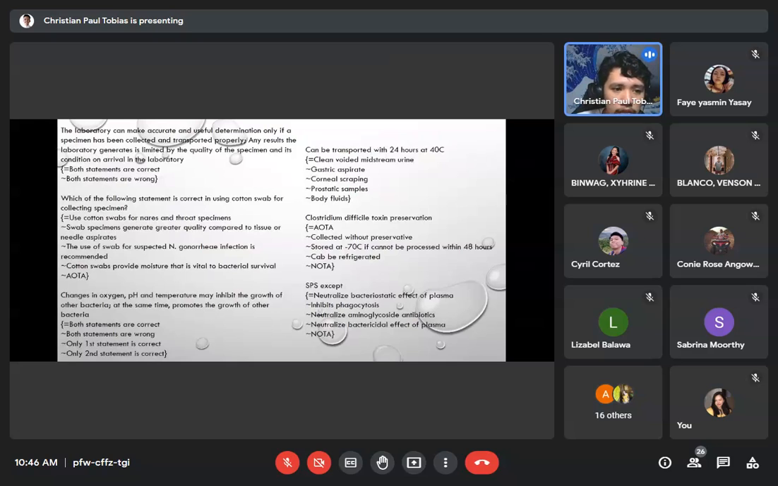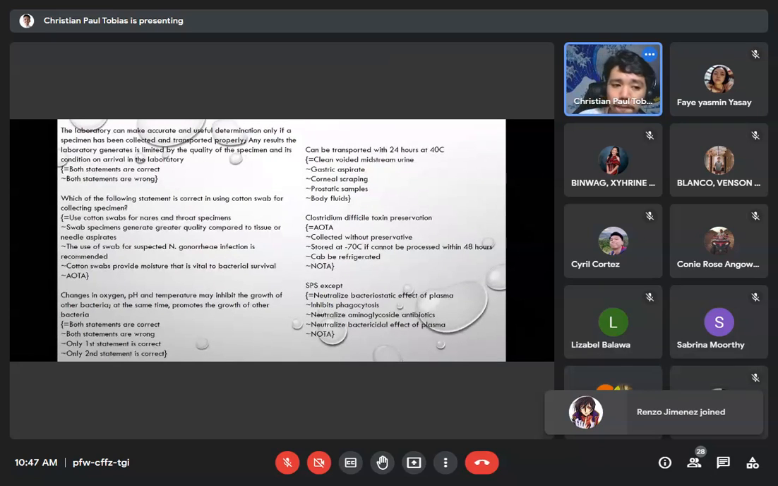The laboratory can make accurate and useful determination only if a specimen has been collected and recorded properly. And the results, okay, limited by the quality of the specimen and its condition, both are correct. Which of the following statements is correct using cotton swab? So use cotton swabs for nares and throat specimens. Yan. Common naman yan, COVID. Di ba? Nagsaswab sa ilong or dito. So, swab specimens generate greater quality. Nope. Mas maganda pa rin ang needle aspirates.